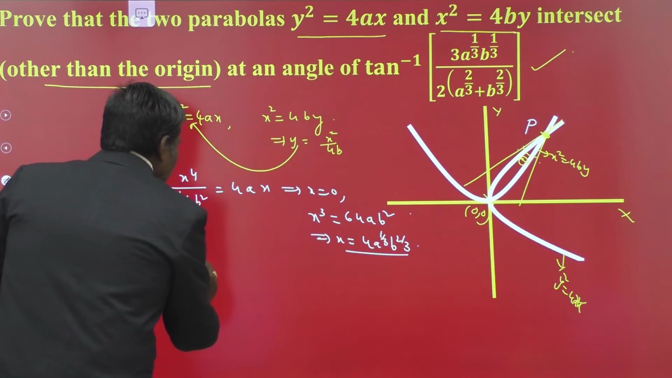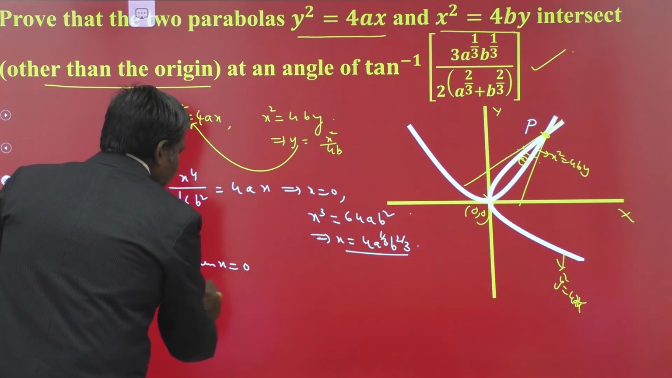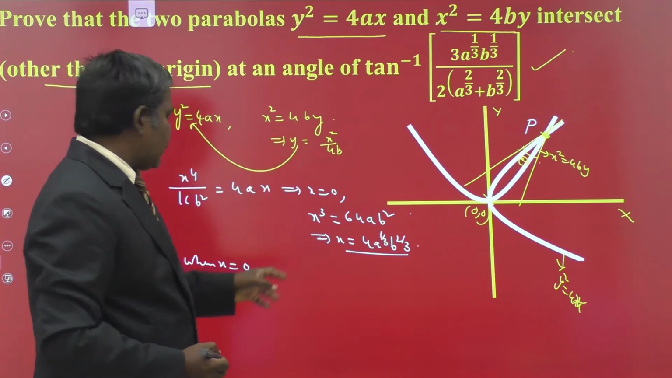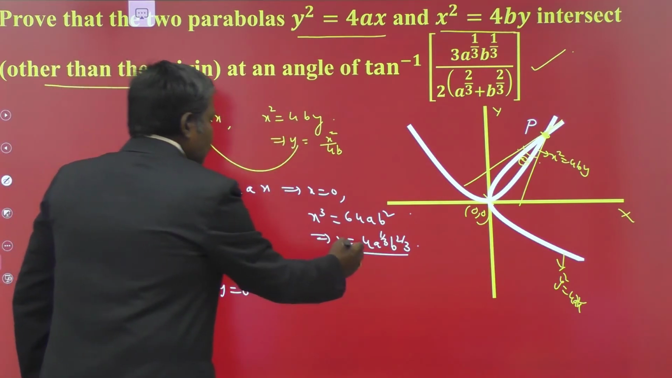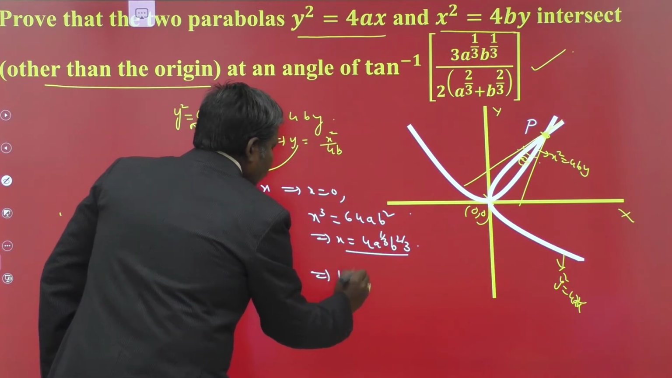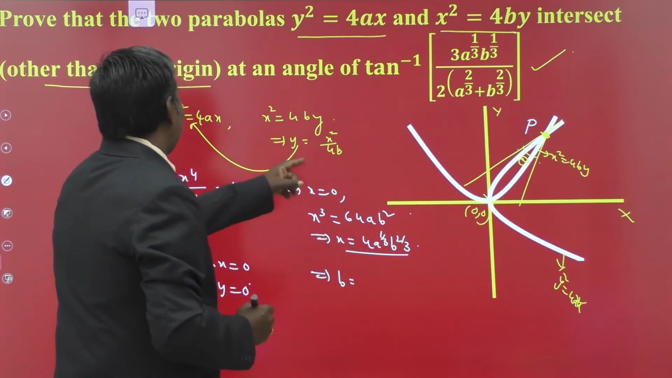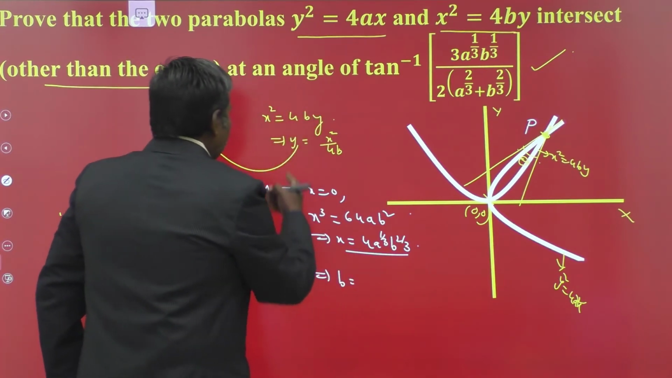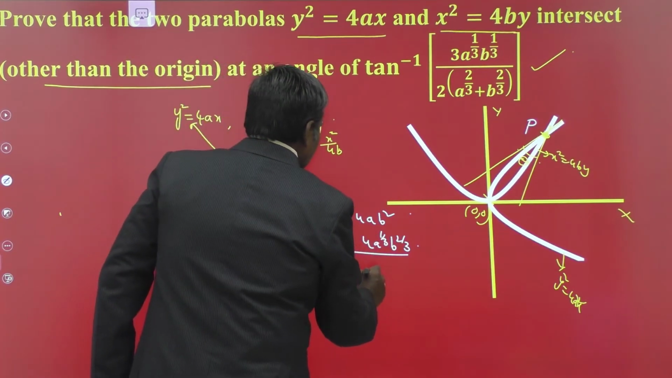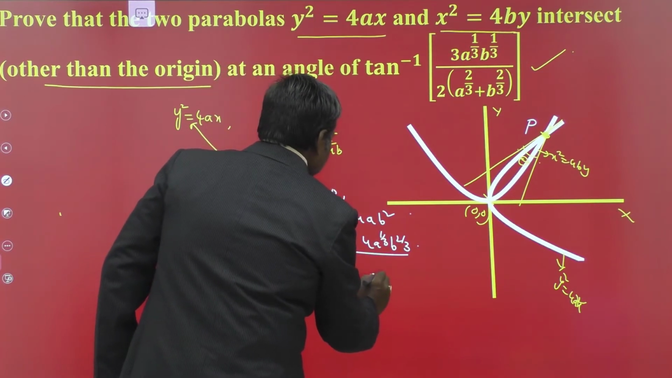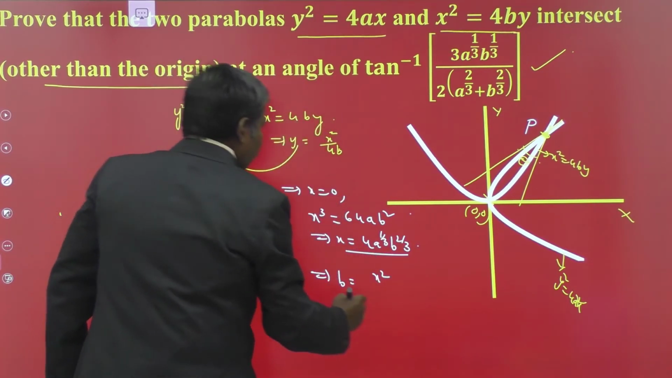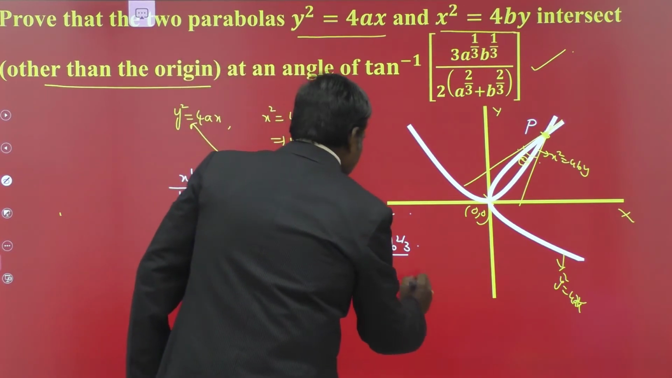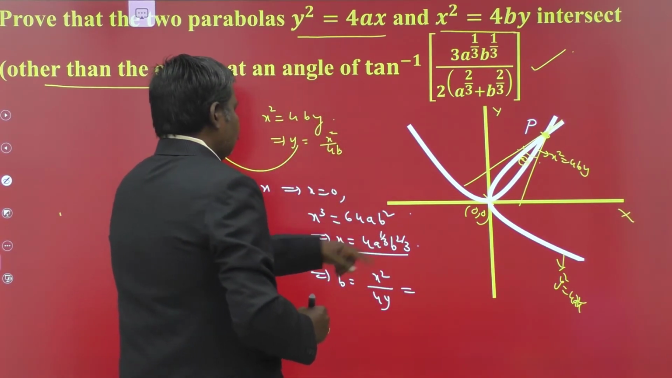When x equal to 0, immediately we obtain y equal to 0. Substitute in any one of the curves, we get y is equal to 0. When x equal to this value, y is obtained by b is equal to x square by 4y. That is, you have the x value.